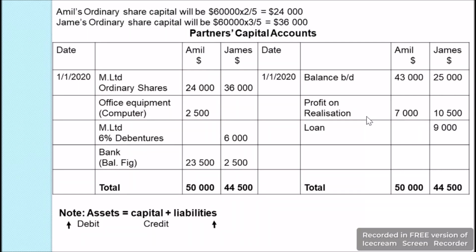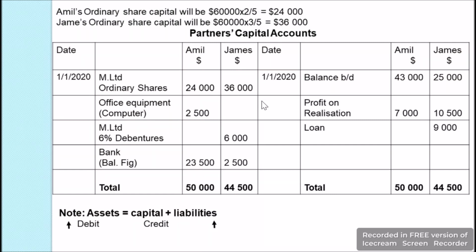And the profit on realization, which we have calculated in our working notes, increases the capital, hence we have mentioned it here as 7,000 and 10,500. Apart from that, there was a loan given by James, and this has to be repaid. This is also a part of capital because we don't have a separate current account here, so we are going to mention it here as $9,000. Then we repay this by the ordinary share capital issued by M Limited, and as we are reducing the credit balance, we are mentioning it on the debit side as $24,000 and $36,000.